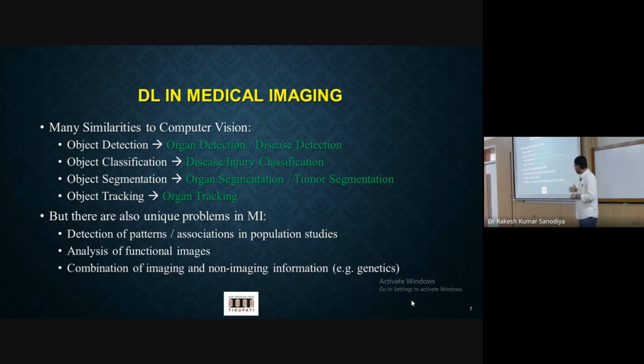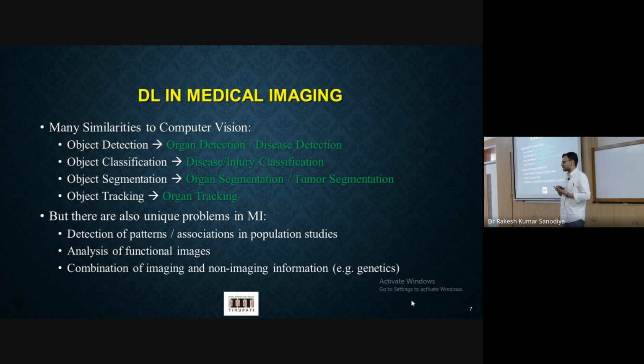Nevertheless, there are also some unique problems associated with the data that comes from medical imaging, or in general from healthcare. For example, it's not all the time imaging data that you have. Non-imaging data is also there, for example genes, the details of gene sequencing, some genetic information, or the family history might be there. Some demographic information of the patients also might play a role in arriving at the final inferences. So how do you use the imaging data with the non-imaging data?